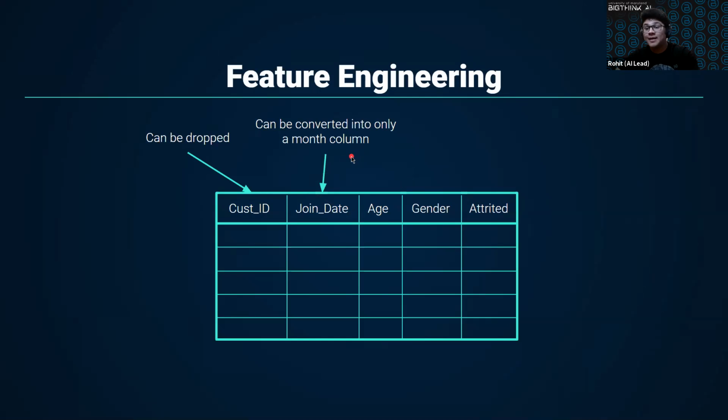But there might be a correlation between the months and whether they left or not. Like, some people might be leaving, I guess, towards the end of the year for some reason. It's really hard to say without the actual data, but you don't want to take chances and take out something that might be helpful. So that's when you leave something in there.